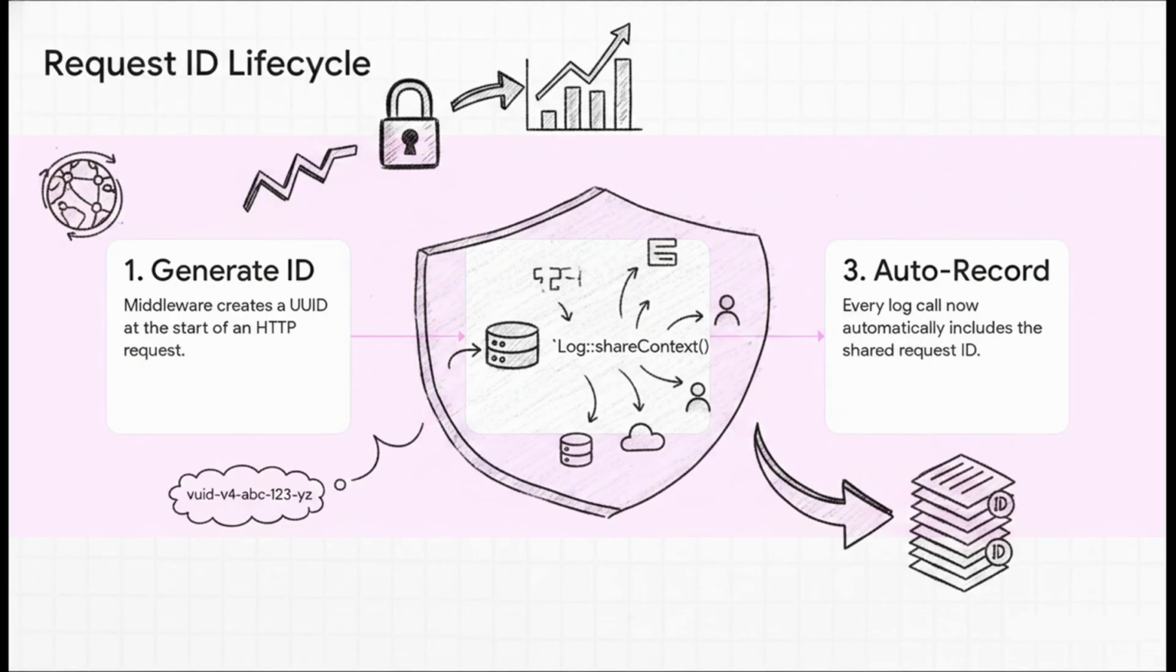And check out how simple this is. There are basically 3 steps. First, a global middleware just generates the ID. Easy enough. Second, you use a single line, Log::shareContext, and poof, that ID is available to the entire app. And third, this is the best part, you do nothing. It's automatic. Every log you write from then on gets stamped with that ID.